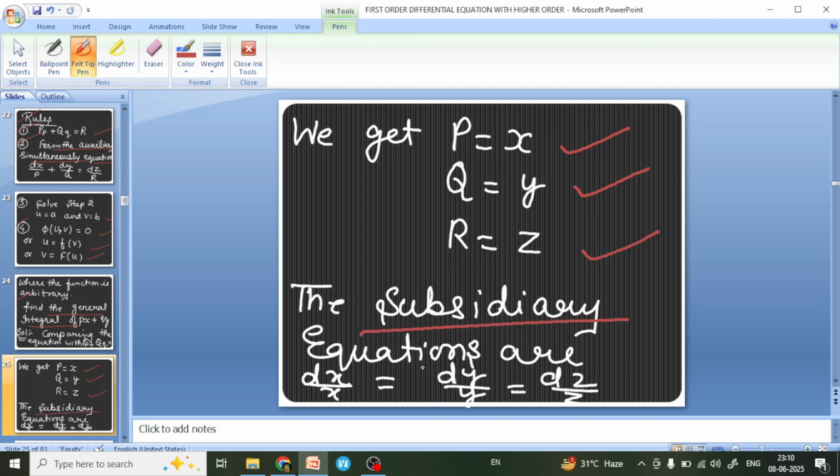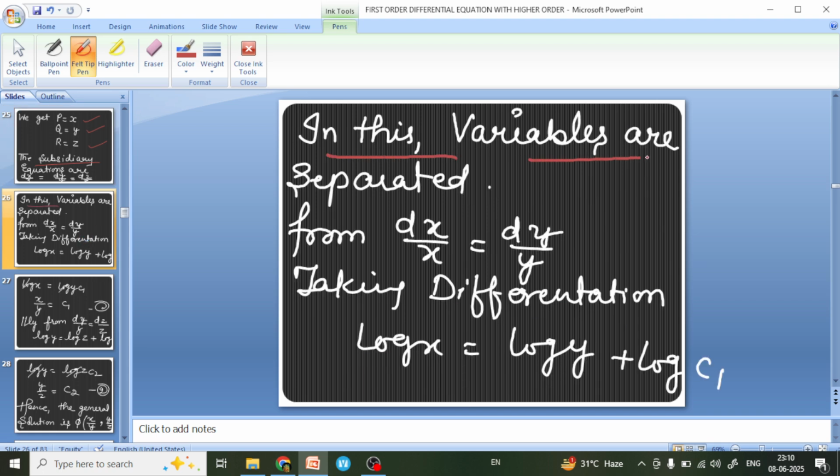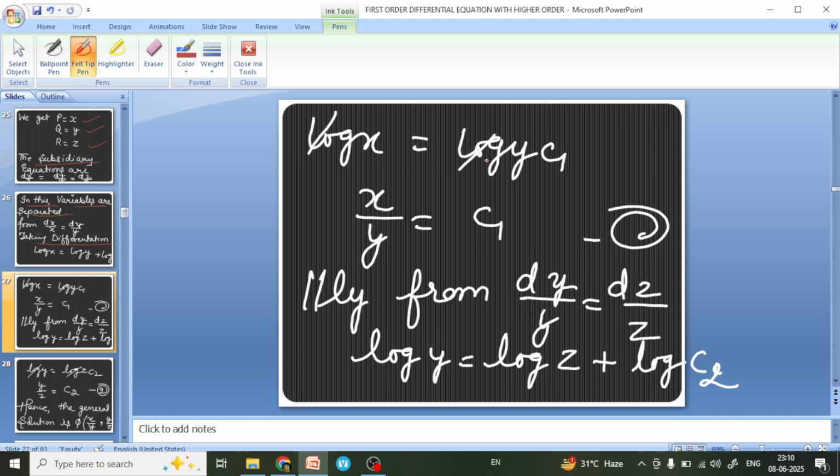And the subsidiary equations are dx over x is equal to dy over y is equal to dz over z. Now in this, the variables are separated, so dx over x is equal to dy over y, and by integrating both sides we will get log x is equal to log y plus log c1. And then we will take log x equal to log of y c1, cancel the log with the log, and we will find x over y is equal to c1, that is the first equation.